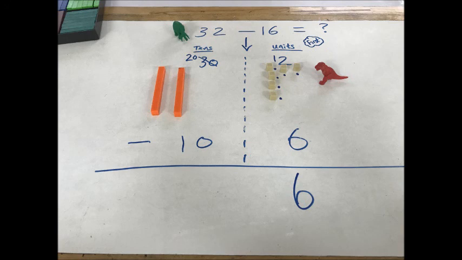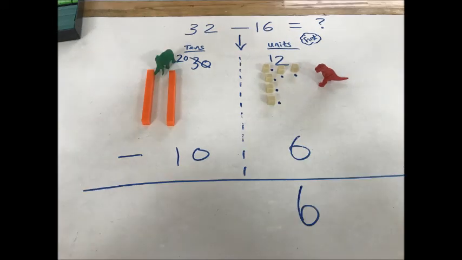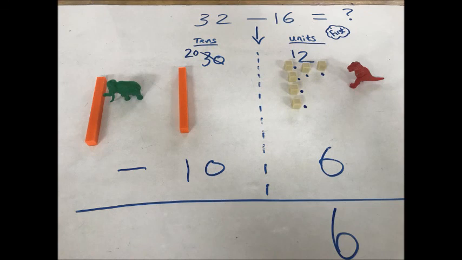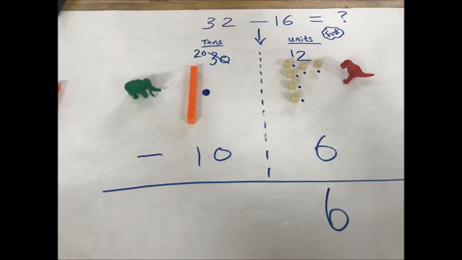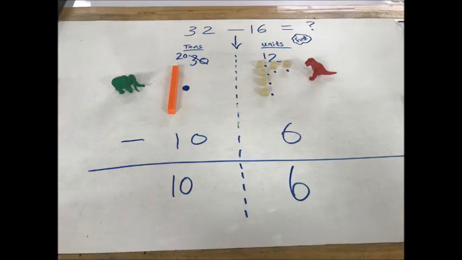Since Molly exchanged a 10, she now has 2 tens remaining, or 20. We can take 10 away from 20. Molly, would you be so kind? Excellent. Thanks, Molly. Now, how many 10s do we have left? 1. So I can put 1 10 in my answer column. We have now subtracted from the units and the tens column and completed our problem.